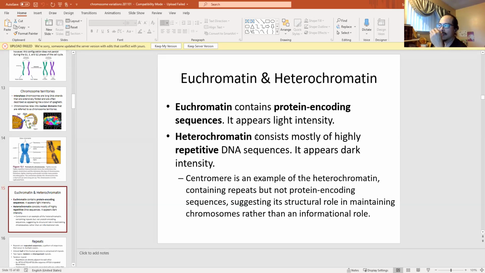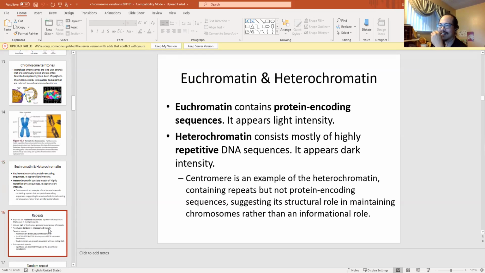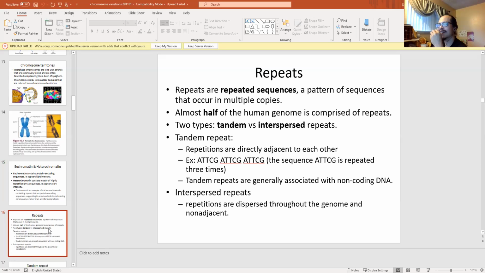So that was the difference between the euchromatin versus the heterochromatin. One contains the repeats, the other one contains the protein-encoding sequence. All right, so let's look at what these repeats are. Even though these are not protein-encoding sequences, they are half of us, half of the chromosome. So what are they? Why are they? Why is a more difficult question to answer, but what are they is easier to answer.